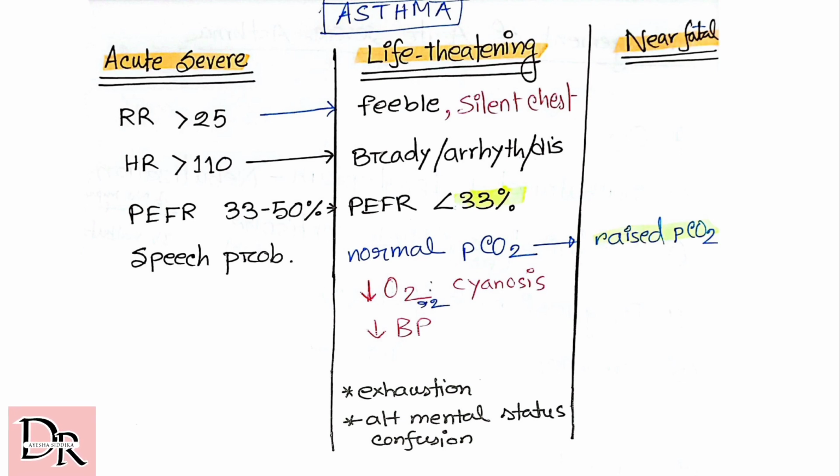Then life-threatening features. Respiratory effort will be feeble or there may be a silent chest, and regarding heart rate, bradycardia, arrhythmia, or dysrhythmia. What will be the PEFR? It will be less than 33% of predicted or best. There will be normal partial pressure of carbon dioxide, and oxygen saturation will be low. There may be cyanosis, low blood pressure, and there may be exhaustion, altered mental status, or confusion. We call this life-threatening feature near fatal if there is a raised level of partial pressure of carbon dioxide; then we'll say that this patient is near fatal.